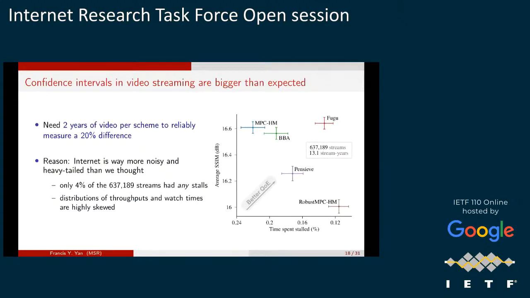The reason for such large uncertainty is because the internet is way more noisy and heavy-tailed than we thought. Among the 600,000 streams, only 4% of them had any stalls, meaning the other 96% never stalled. Stall events are so rare in practice, which is why you need a huge amount of data to measure them. Additionally, we have results in the paper to show that the distributions of watch time and throughput are also super skewed.